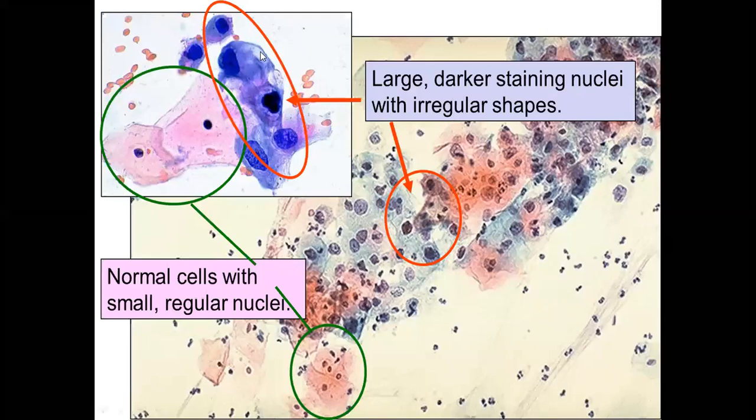See this, you have normal cells here, you have normal cells here. Then compare these cells with these cells. These are abnormal cells and you have large nuclei. This is an abnormal mitosis. So this means that these cells are not normal.